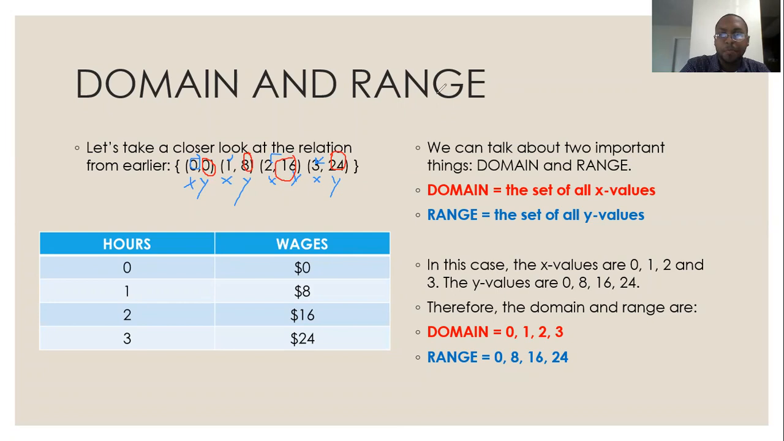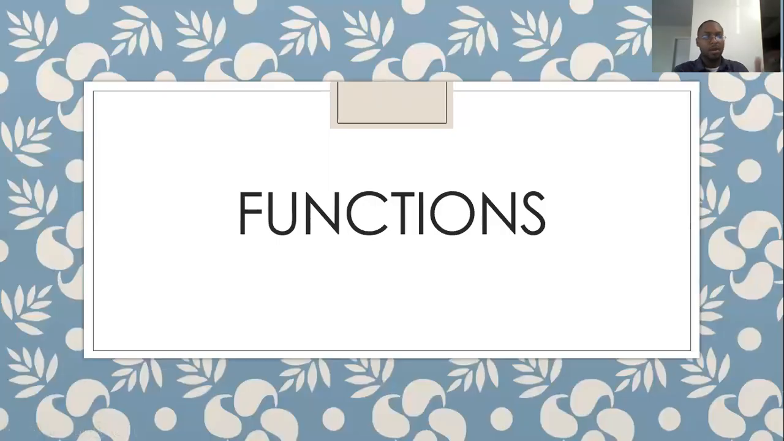X's and Y's. Again, not trying to make it complicated. That's how it works. So in this case, the X values are 0, 1, 2, and 3. The Y values are 0, 8, 6, 16, and 24. I'm not going to belabor that. I think you can get that pretty quick.